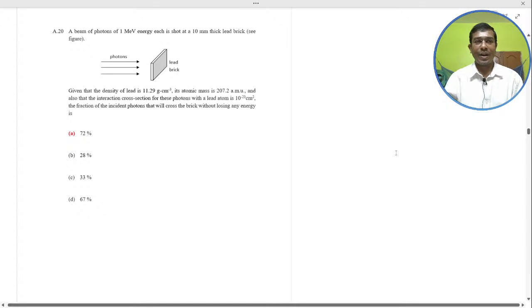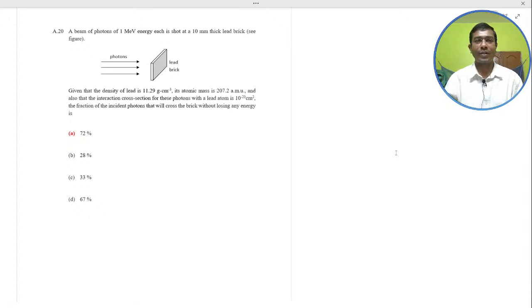Number 20. A beam of photons of 1 mega electron volt energy is shot at a 10 millimeter thick lead brick. The density of the lead and the atomic mass are given, and also the interaction cross section for these photons with the lead atom is given. So the fraction of incident photons that will cross the brick without losing any energy is what? Very important question. It is also for your homework.